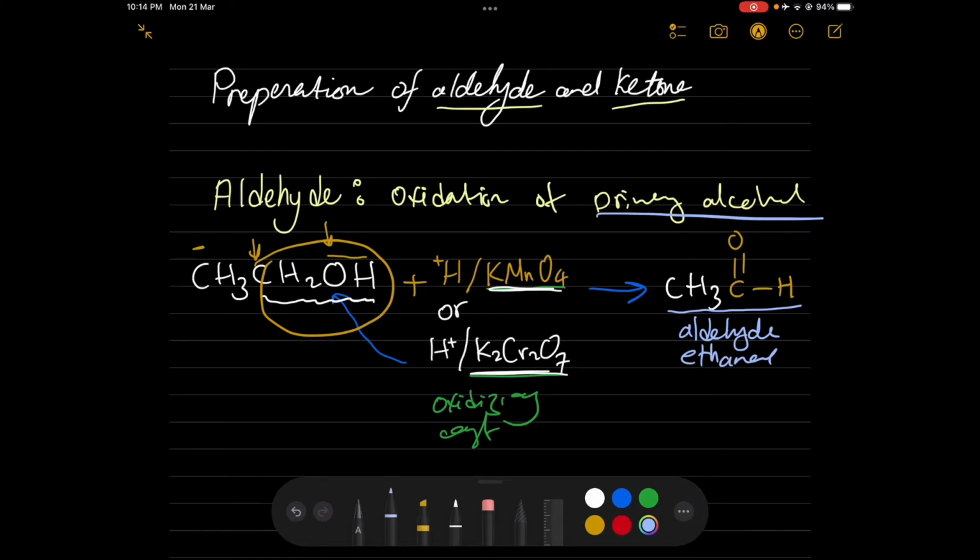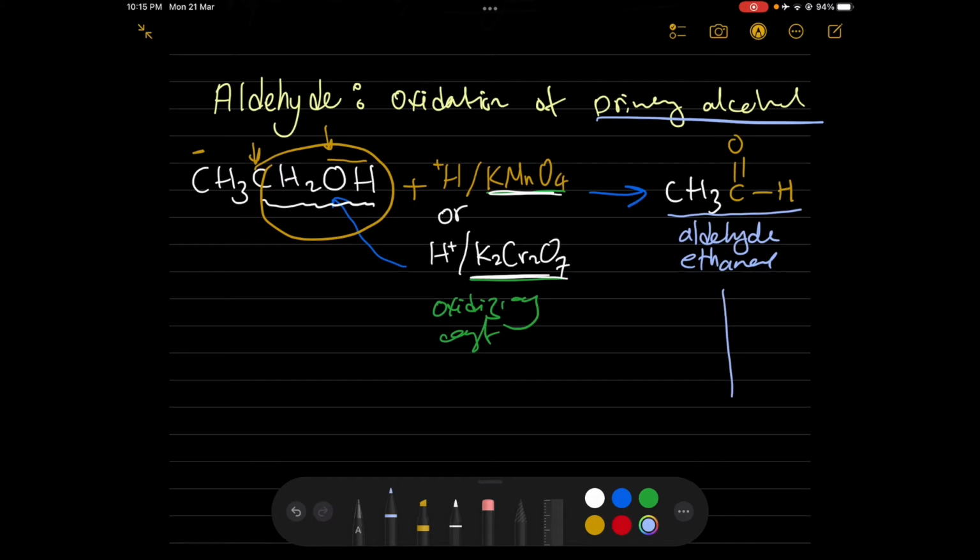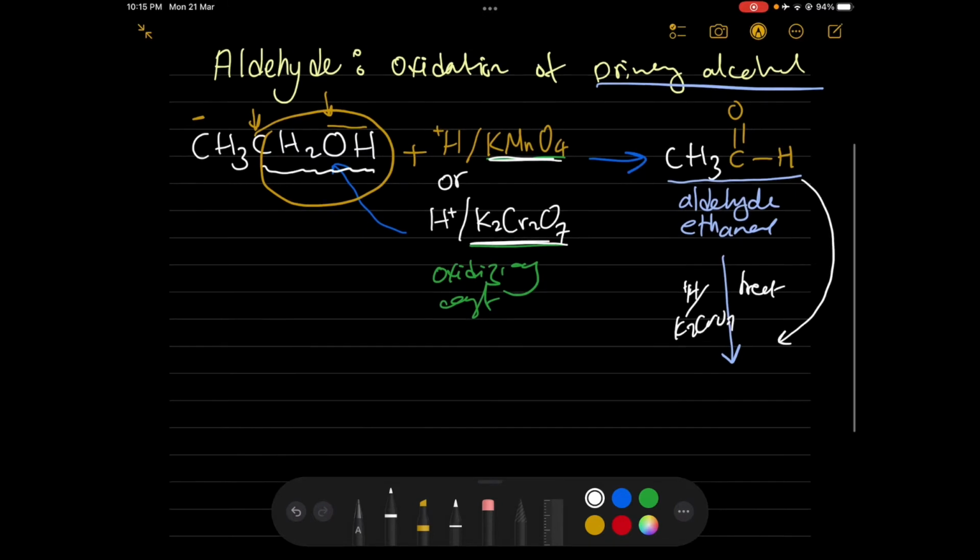Put in your mind, if you make further oxidation of the aldehyde by applying more acidified K2Cr2O7 in the presence of heat, it will oxidize further to a carboxylic acid, and it will change to CH3, C double bond O, OH. So this is the carboxylic acid group.